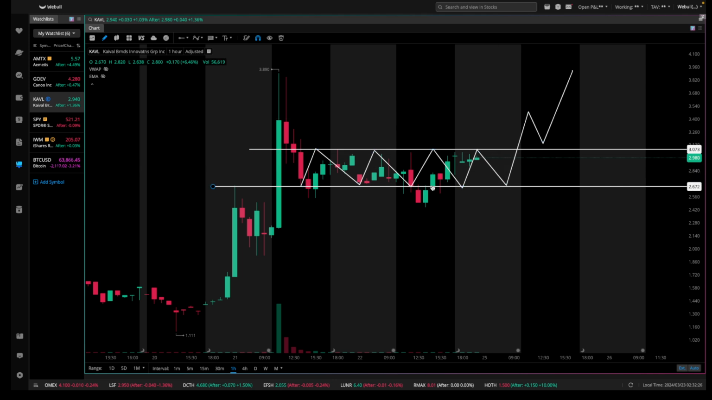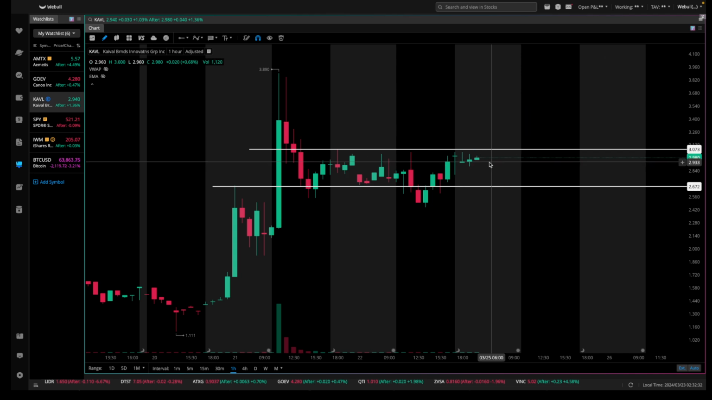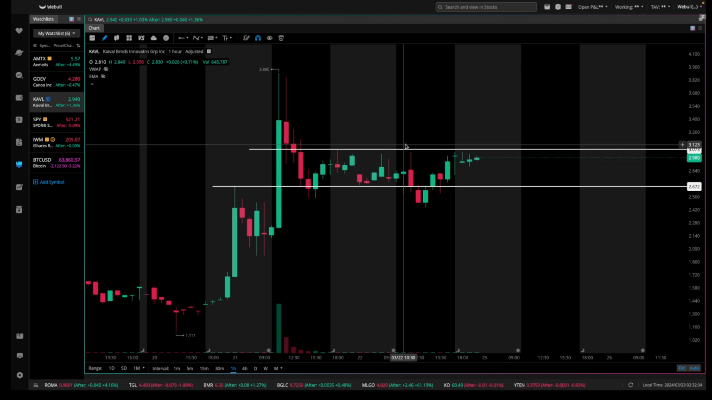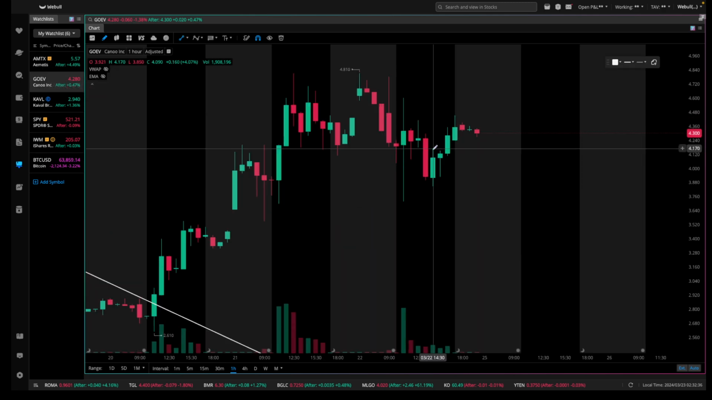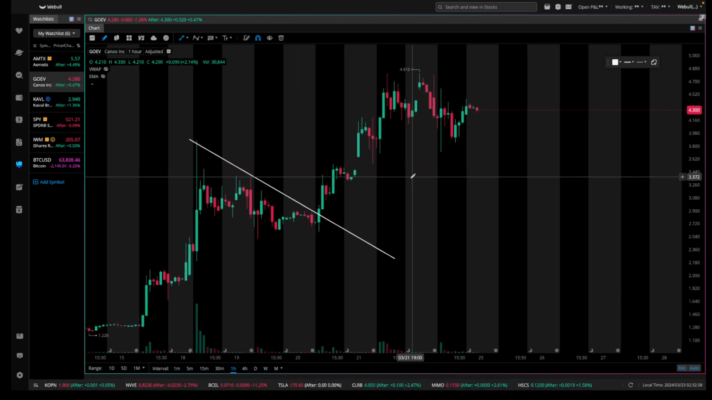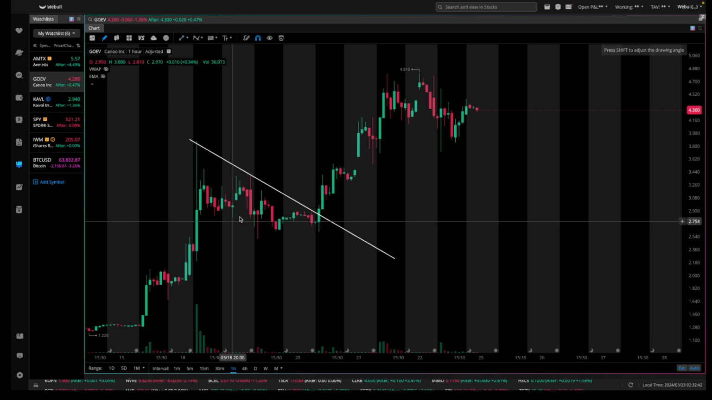Unless maybe you get entries around 2.67 and you could risk under this wick. But still, it's a lot more risky because you're trading in a tight range. So this is what range trading is. I'm going to give you another example, if there are any more examples, of a stock just trading in a range.